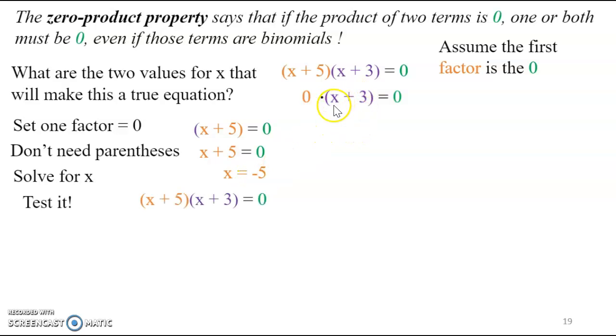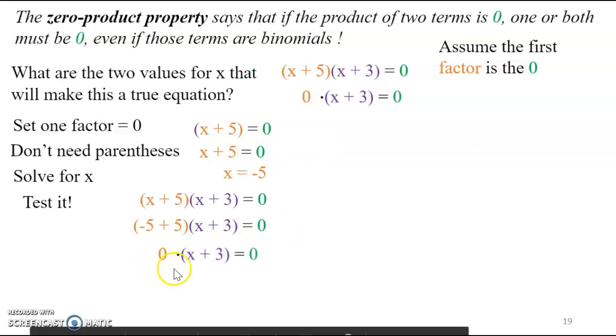Similarly, we can test it by substituting it back in, and we do get 0 times x plus 3. So 0 times anything, it does not matter what the second factor is, it's going to be 0, so that comes out to be true.